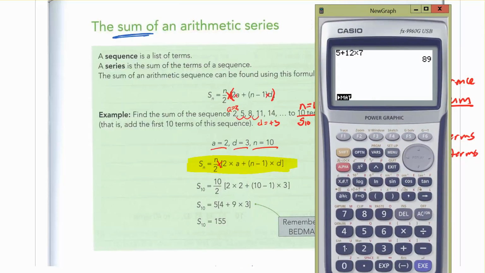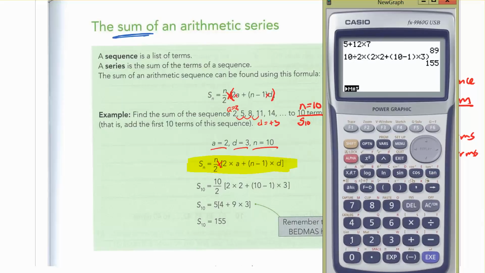If I was going to be putting this into my calculator, the way they have it written out, I would do, myself personally, 10 divided by 2 times, bracket, 2 times 2 plus, bracket 10 minus 1. You could just do 9. It's easier than writing bracket 10 minus 1 times 3 and close bracket. And you get 155.